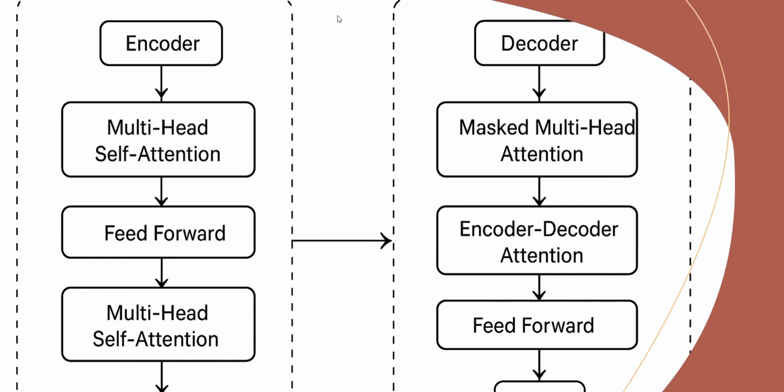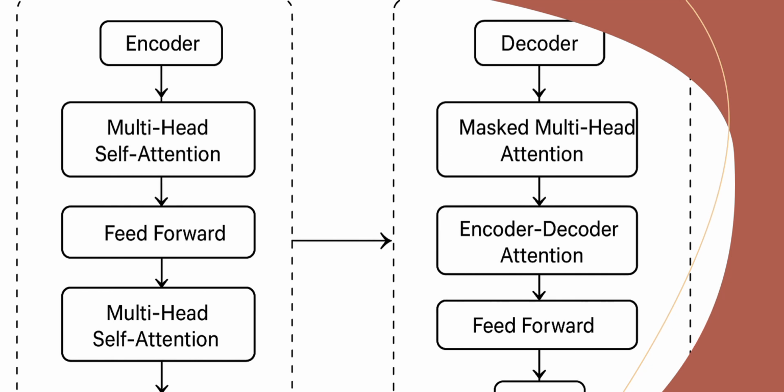Each layer has two main sublayers. The encoder has multi-head self-attention and then the feed-forward network. The decoder has masked multi-head attention, then encoder-decoder attention, then the feed-forward network, then the output. What does the output generate? Examples are translation and text completion.